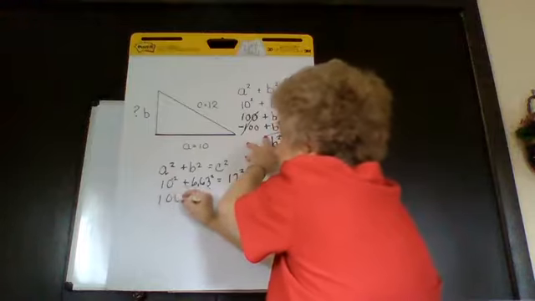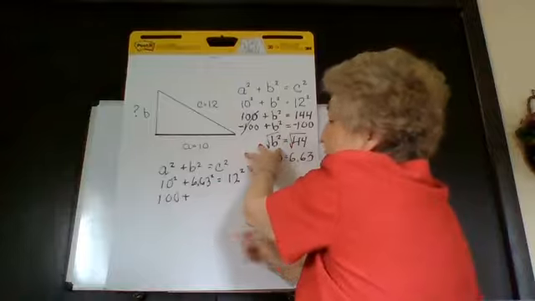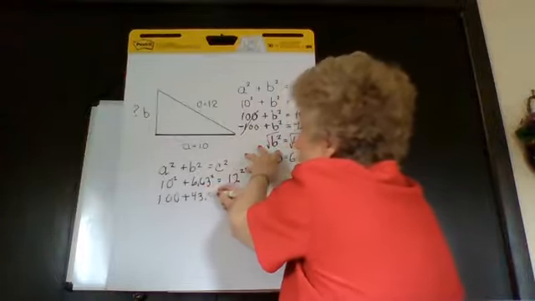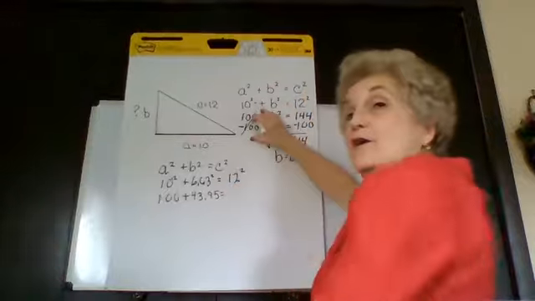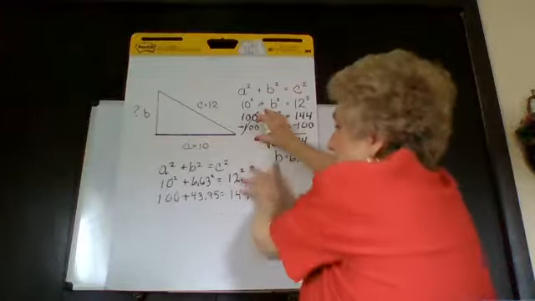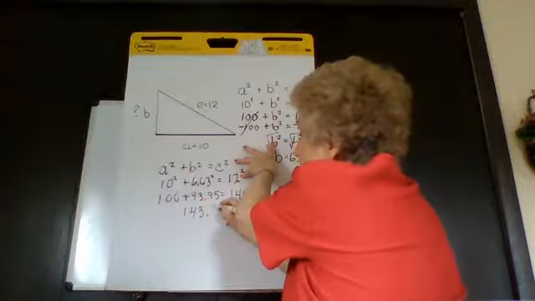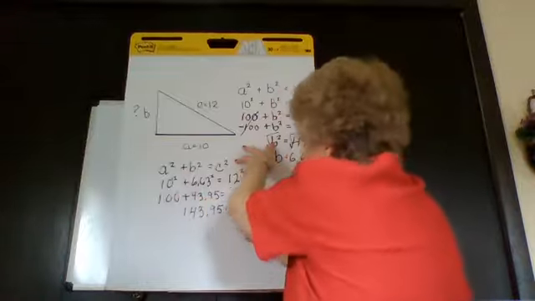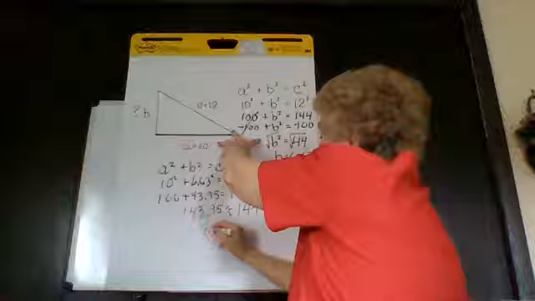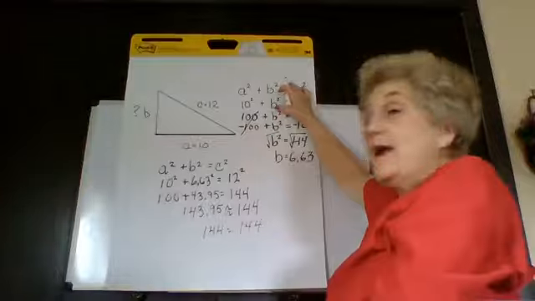10 squared is 100, plus, and I did this ahead of time on my calculator, 6.63 squared is just 6.63 times 6.63, and it came out to be 43.95. You can check that out if you don't believe me. Equals 12 squared, which is 144. Now, if you add 100 plus 43.95, you get 143.95. And that is pretty darn close to 144. In fact, if I were to round it to the nearest whole number, I would have 144 equaling 144. That just shows you that our calculation for B was correct.